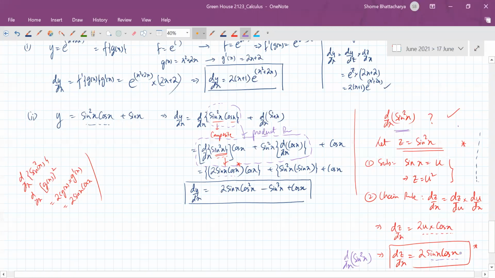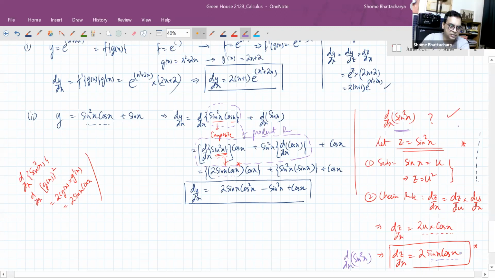Then you mean to say that when we got 2 sin x cos x, we also need to multiply it with cos x. So that becomes 2 sin x cos square x. Yes.